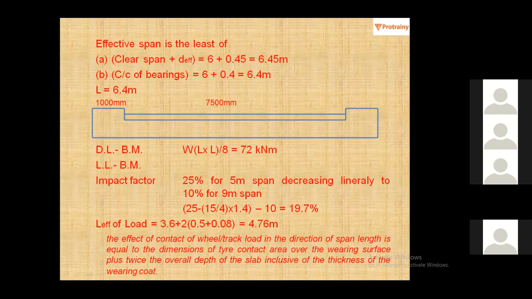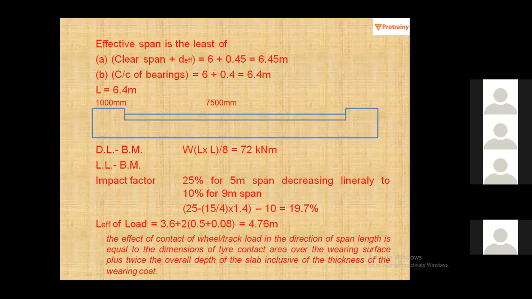चलिए ठीक है. Now we have clear span and we have defective. Now what we have to do? Now we have to find out bending moment. Now the thing with bending moment in case of a bridge deck is, bridge deck के case में क्या है? जो live load है वो moving है. So you have to find bending moment separately for dead load and for live load.